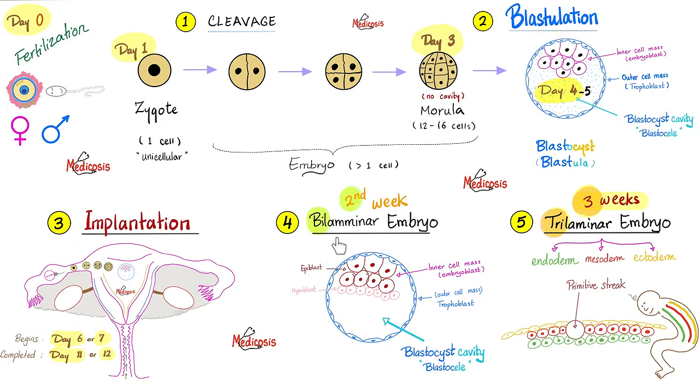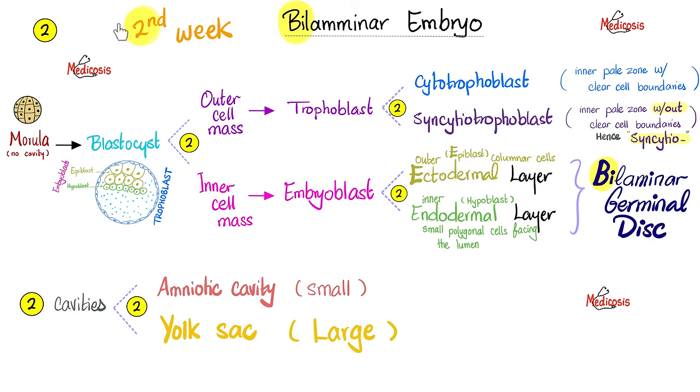After implantation, we're gonna welcome the bilaminar embryo in the 2nd week. In the 2nd week, we use the mnemonic of 2. Everything here is 2. The embryo is made of 2 layers, bilaminar. What are the 2 layers? We have an ectodermal layer known as epiblast and an endodermal layer known as hypoblast. But I digress. Back to the blastocyst.